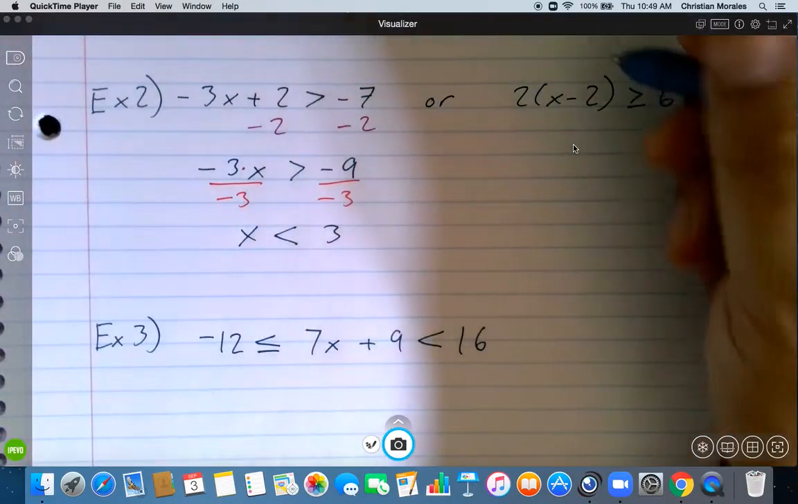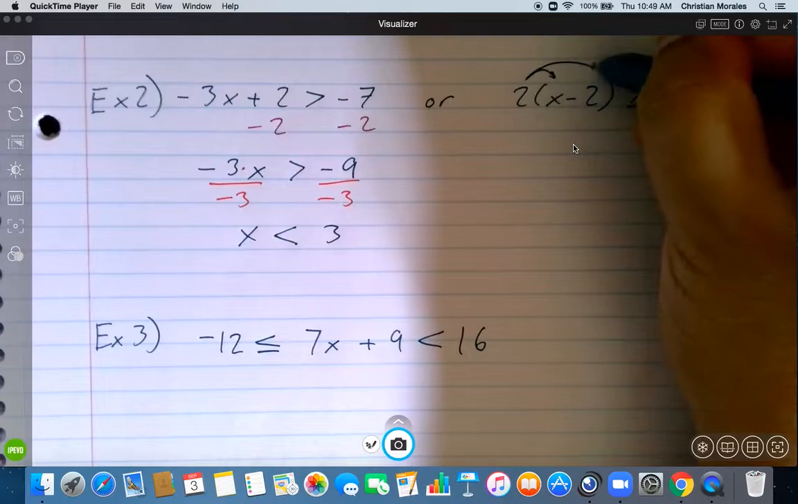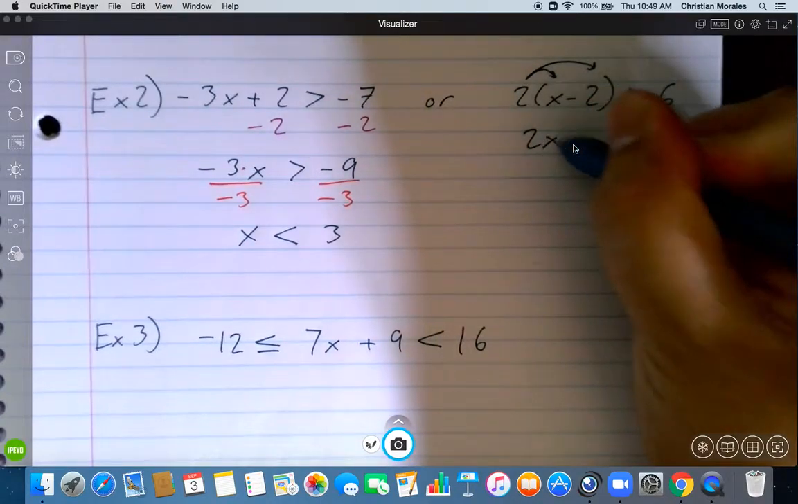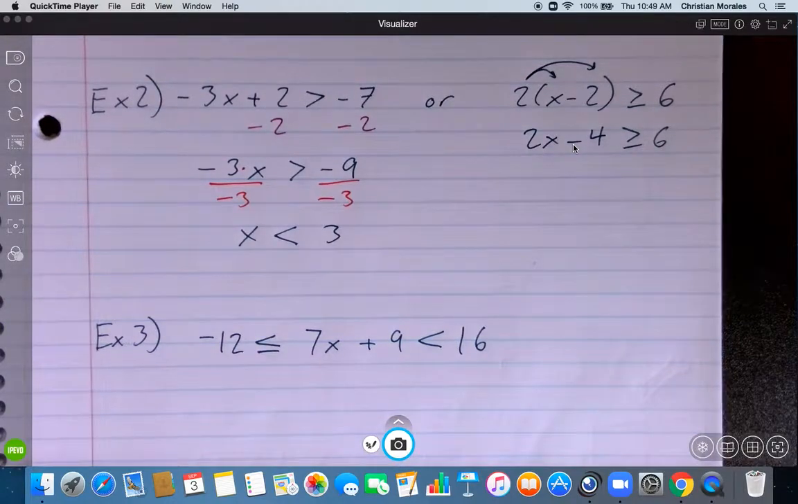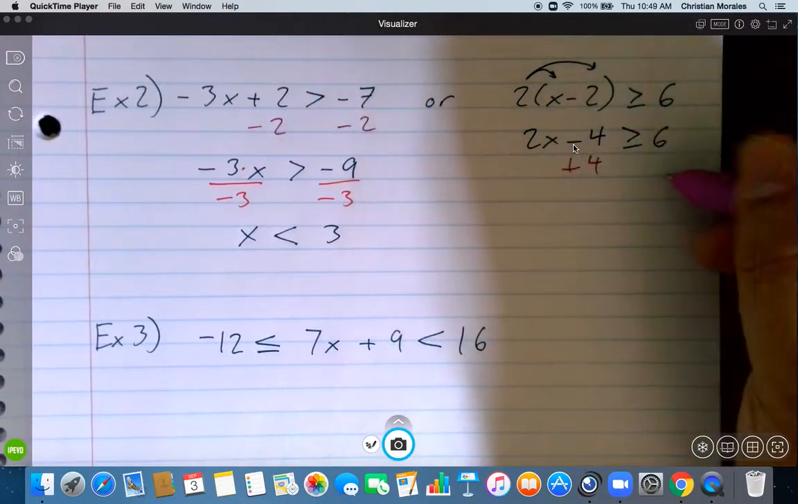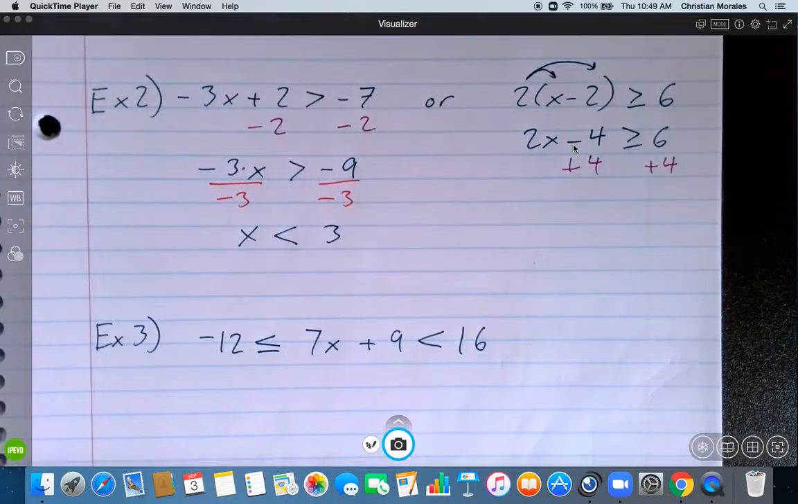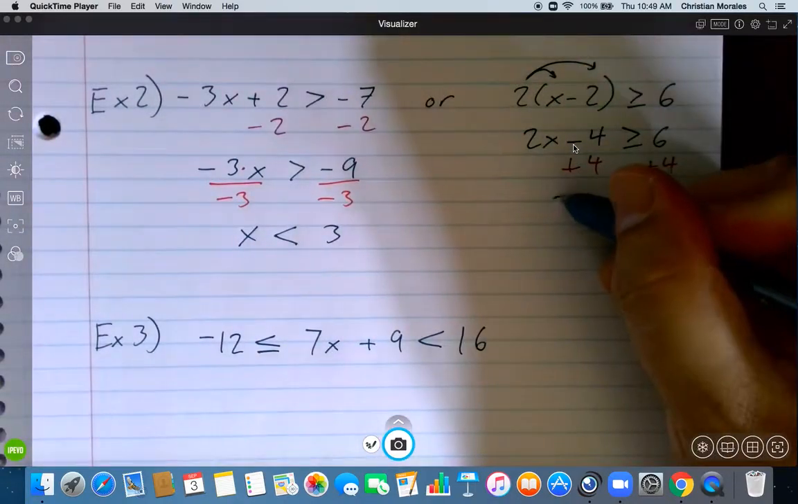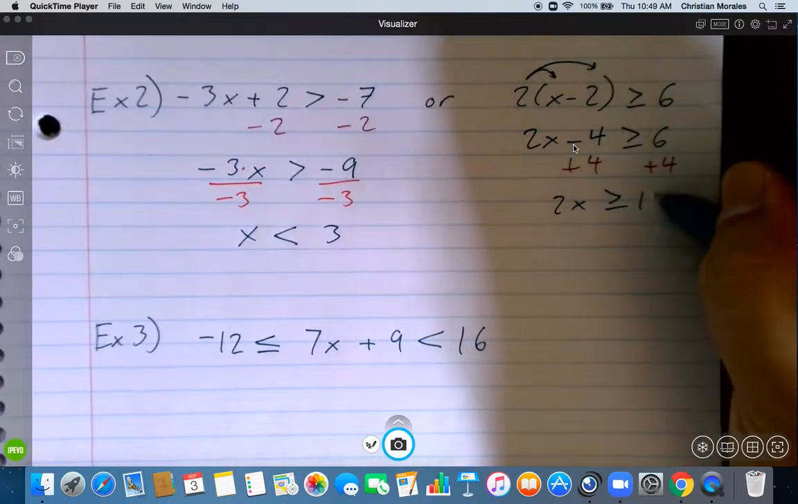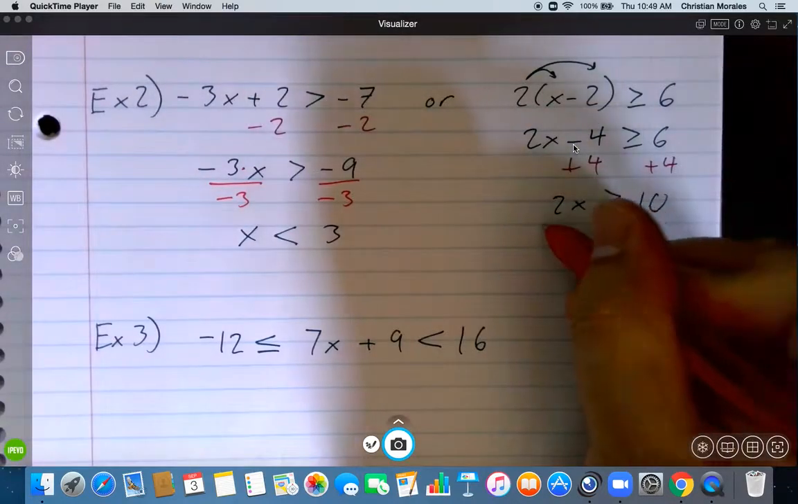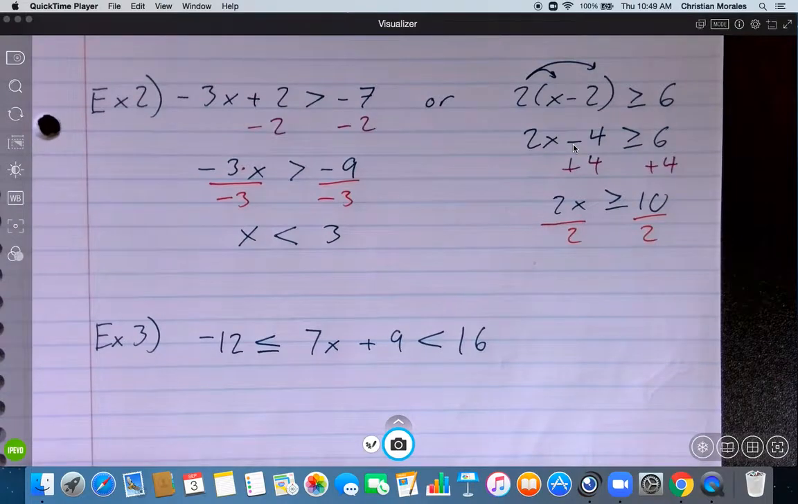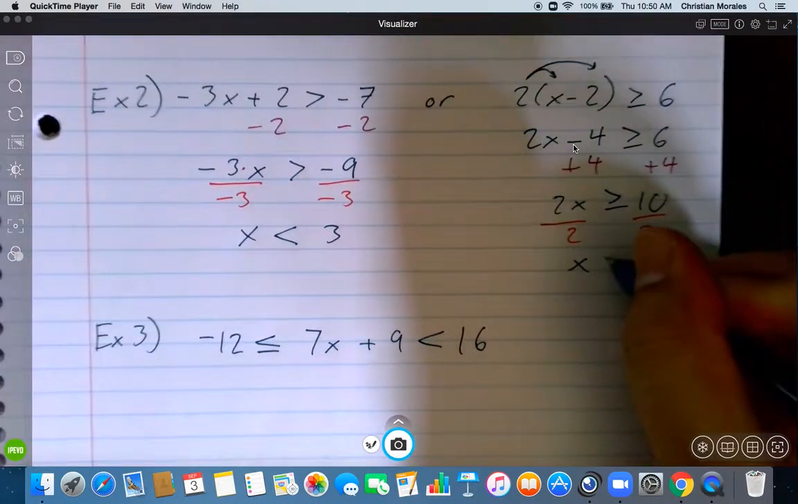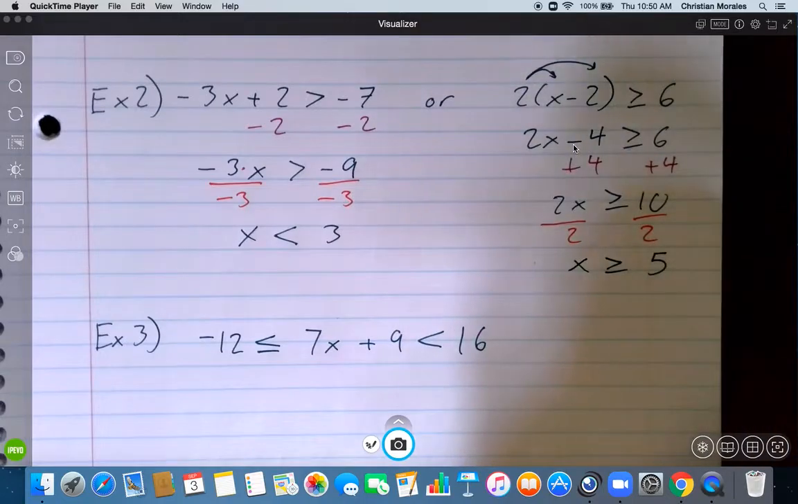Now for this one, I distribute. So I get 2x minus 4 is greater than or equal to 6. Now I'm going to use inverse operations. I'm going to add 4 this time, the opposite of what the number was doing. So I get 2x is greater than or equal to 10. Next, I'm going to divide by 2. So my answer turns out to be x is greater than or equal to 5. Now I'm going to put these answers on a number line.